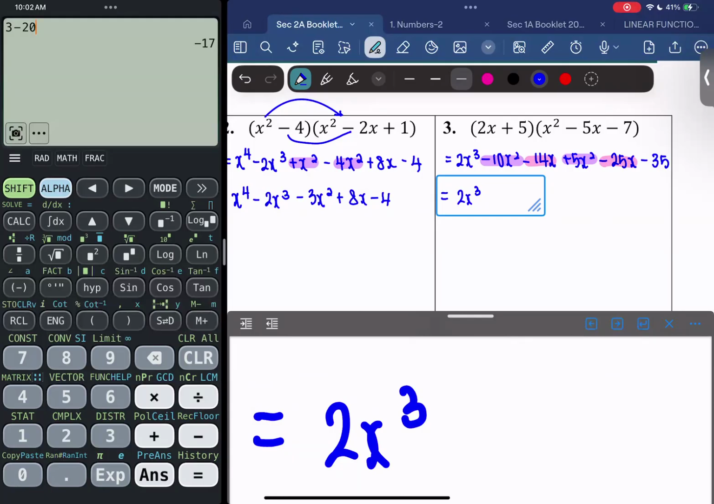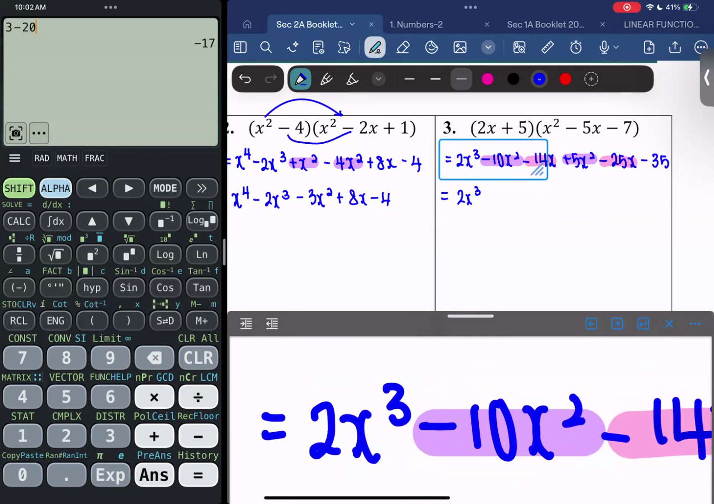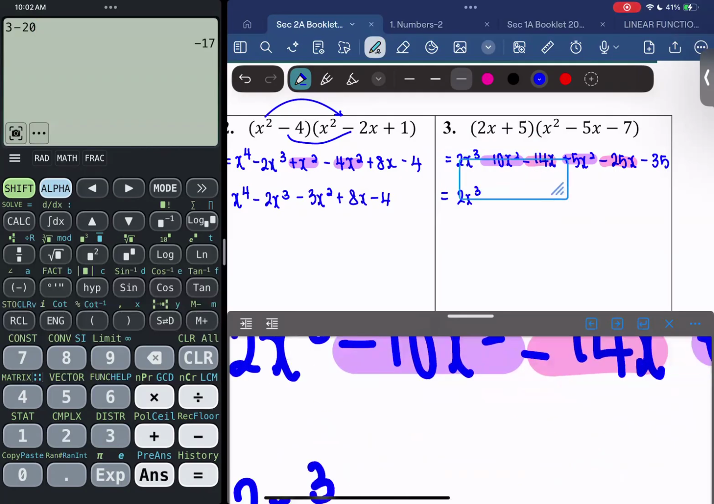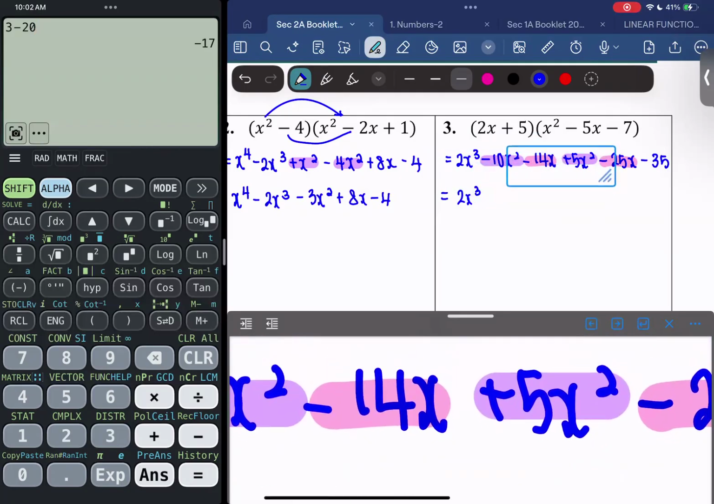Afifa, can you continue? The same terms must group together, and then you must add and minus. So this one is negative 10, then this one is positive 5, right? So negative 10 plus 5, what do you get?